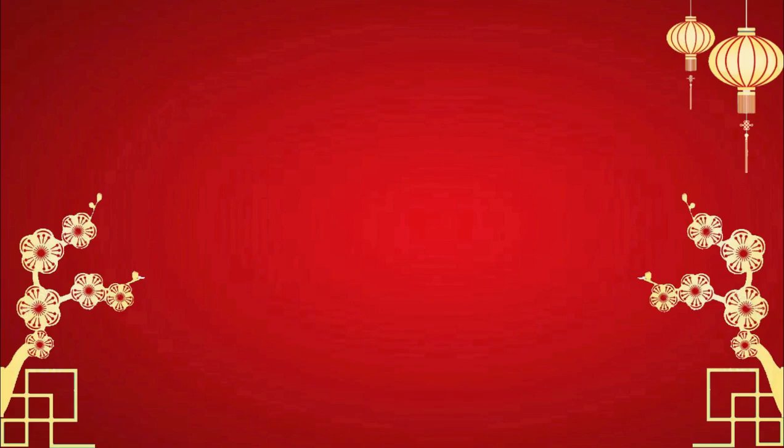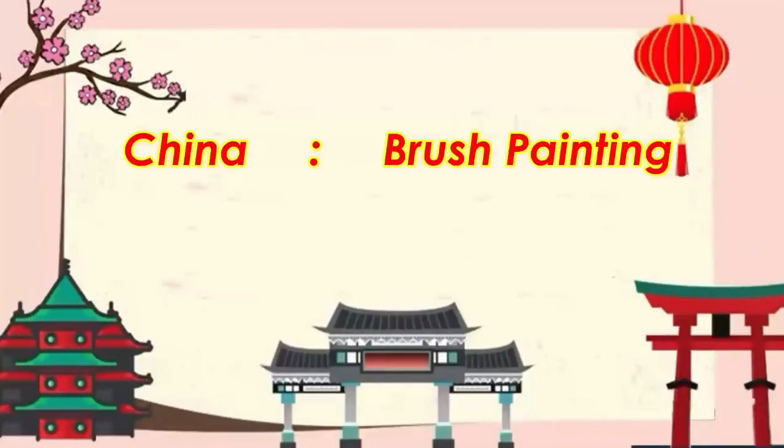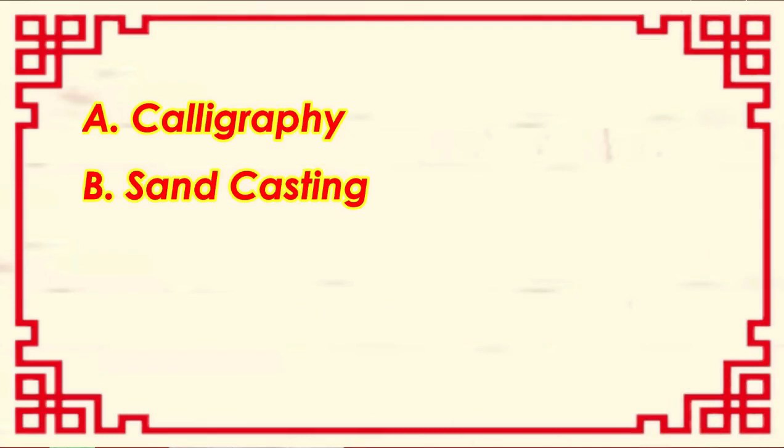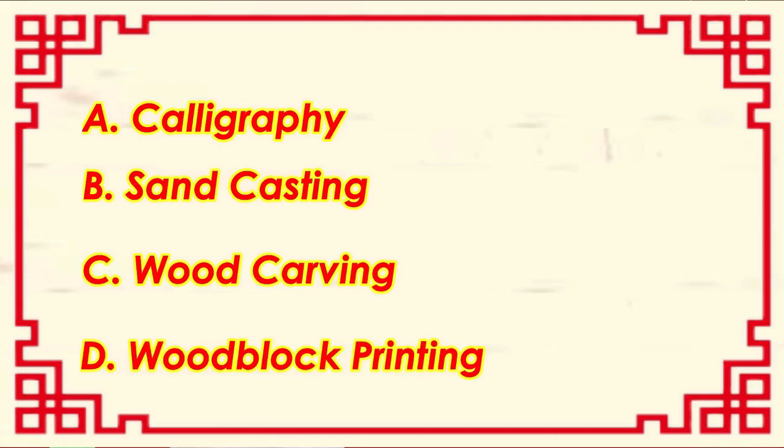For the fourth question, China is to brush painting as Japan is to blank. Letter A, calligraphy. Letter B, sand casting. Letter C, wood carving. And letter D, woodblock printing. Your time starts now.